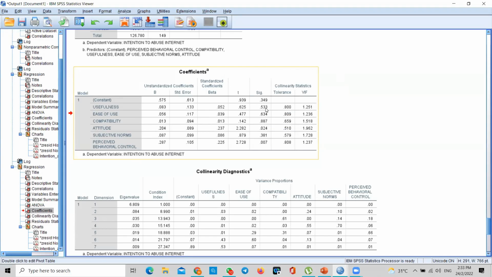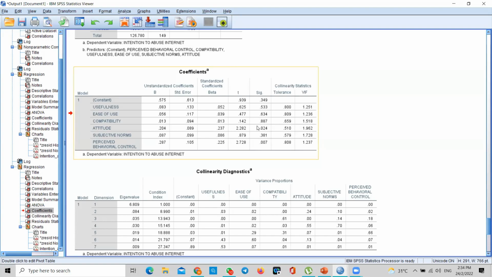No, sir, it is not. To be significant, it has to be below 5%, meaning 0.05. Then it is significant. So this is not significant, meaning that there is no relationship between usefulness and intention to use. So this hypothesis is rejected. Second one, what is the significance value? 0.634, also not significant. Third one, compatibility, also not significant. So these three hypotheses are rejected.